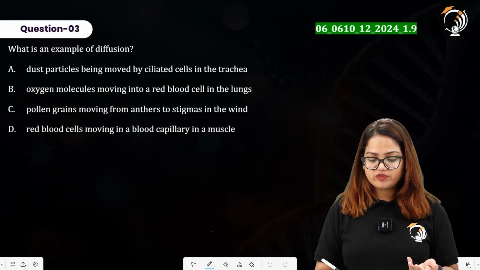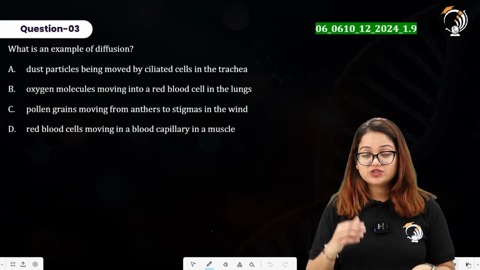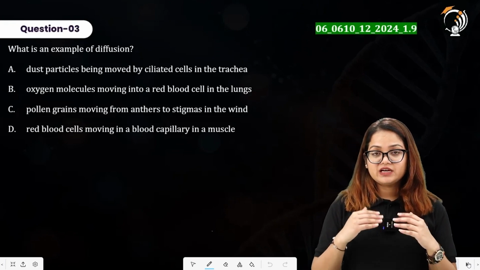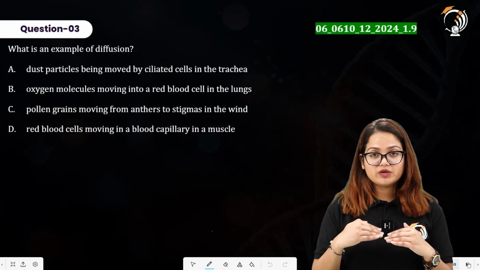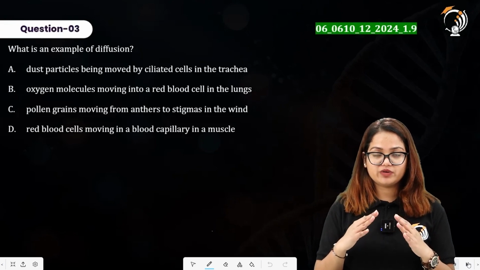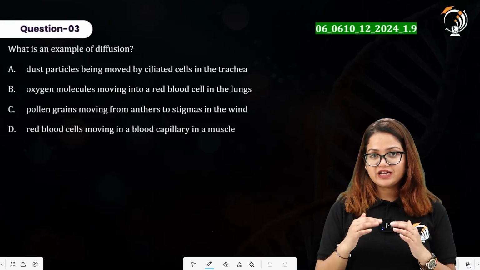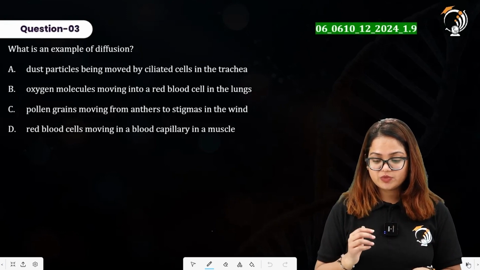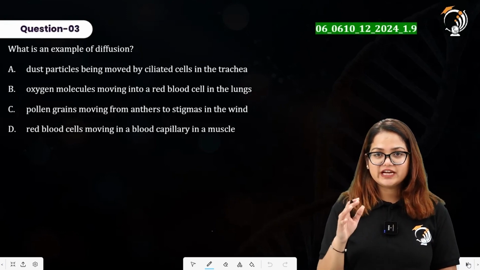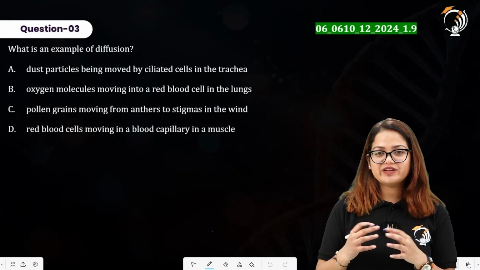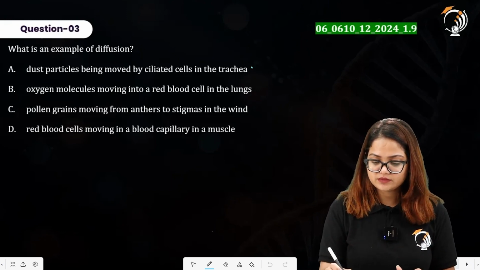Dust particles being moved by ciliated cells in the trachea. So the ciliated cells, that is the cells that have cilia, perform a coordinated movement and push the mucus from the lungs to the outside. Basically, it is not showing any kind of diffusion of molecules. The molecules are not moving across anything here.